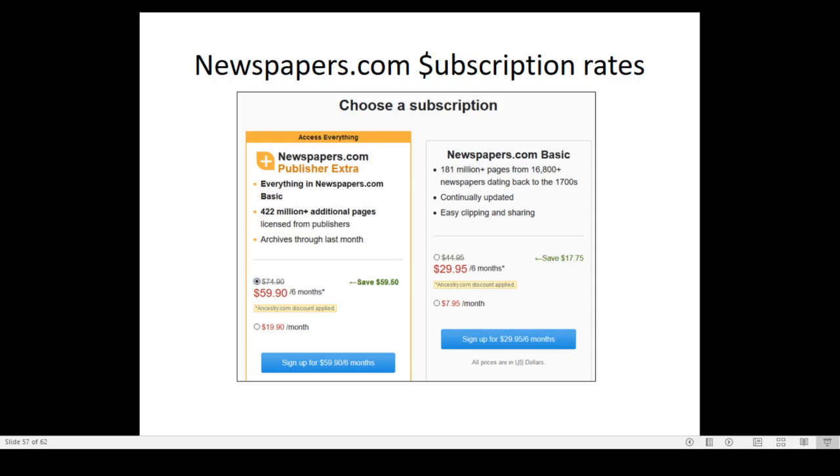Again, newspapers.com, here's their subscription rate. It's $60 for 6 months. So you're talking $10 a month, roughly. Or if you want, you can subscribe just for 1 month for $20. So for $20, you can get a lot done. Okay? And there are 2 collections there. One is the basic, that's the cheapie. And I would recommend you go for this one, the extra. It includes 422 million additional pages. So that gives you some work to do.